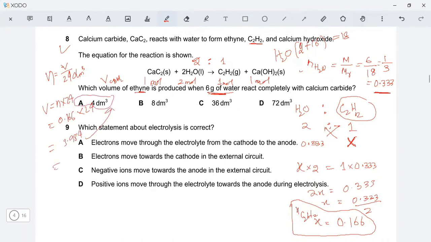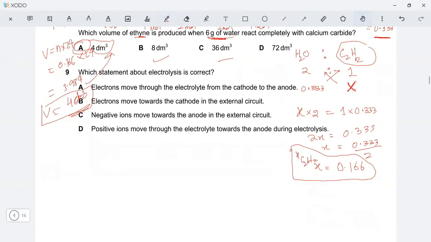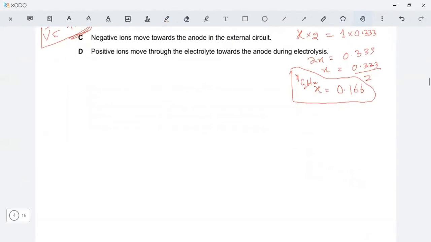So you can take it as a round figure, 4 decimeter cubed. Decimeter cubed is the proper unit. So the volume of ethyne will be 4 decimeter cubed, whereas the others are not even close. They are very large, 8 and 36. So the answer will be option A. Option A will be the right answer. Okay, 4 decimeter cubed.